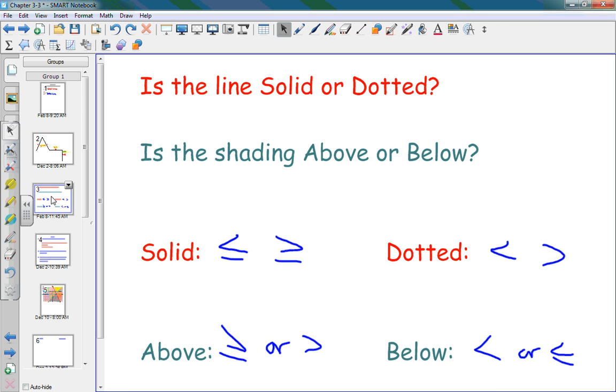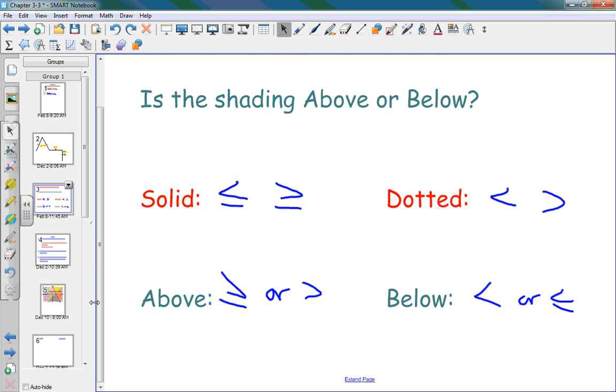This is something that is not written down on there. However, you wrote it down yesterday. I'm just reminding you again. The two questions you have to ask yourself: is the line solid or dotted? Is it shading above or below? If it's solid, less than or equal to, greater than or equal to. If it's dotted, strictly less than, strictly greater than.